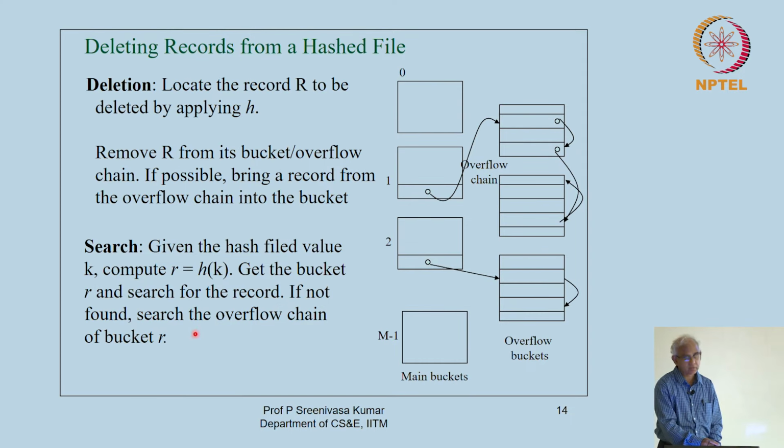If you are unlucky, the record is not in the bucket but actually in the overflow chain. Then that operation will be a little costly, because you have to do several disk accesses. On the average, as you would have seen in the analysis of hashing, most of the time you will get your record in the main bucket itself. The overflow chains will be of very small length.